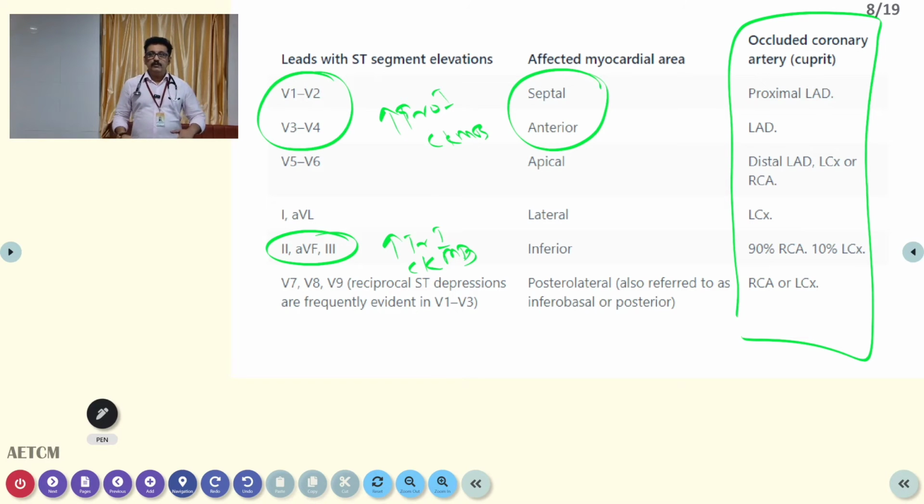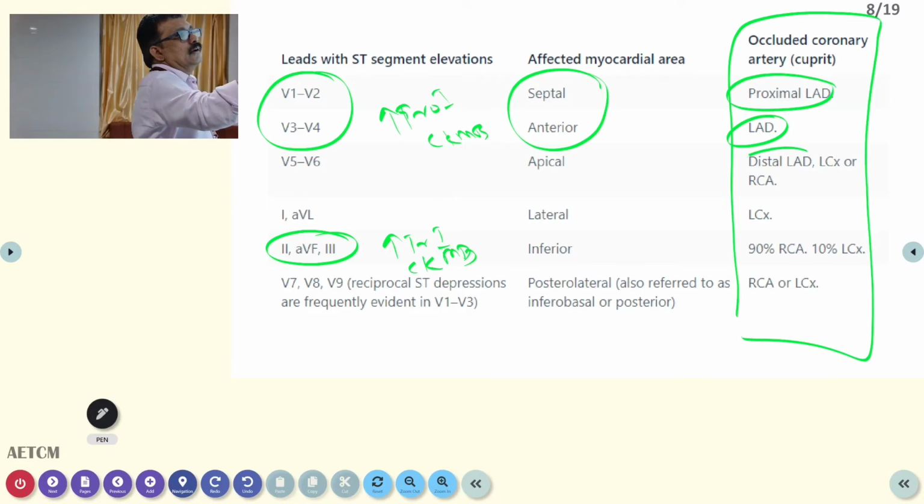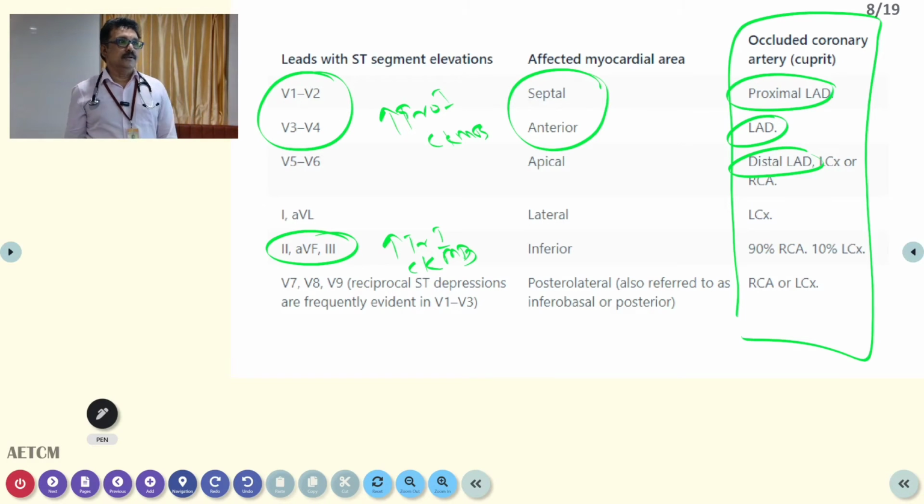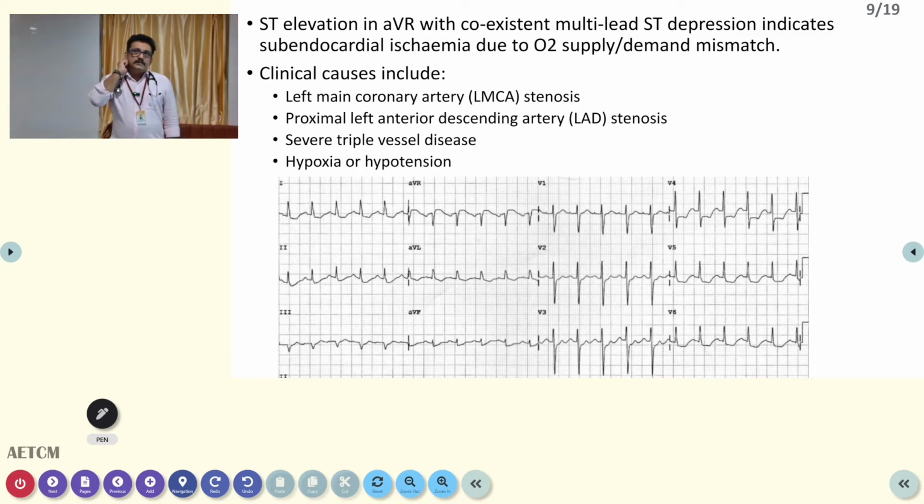But if you know about proper orientation of the circulation, then you can even make a better diagnosis whether it is proximal LAD, LAD or distal LAD. Like that also you can make a diagnosis. Now, ST elevation in AVR coexistent with multi-lead ST depression indicates subendocardial ischemia due to oxygen supply and demand mismatch.